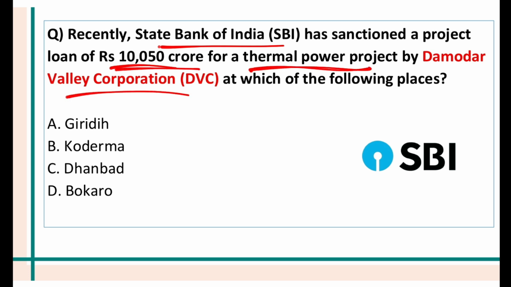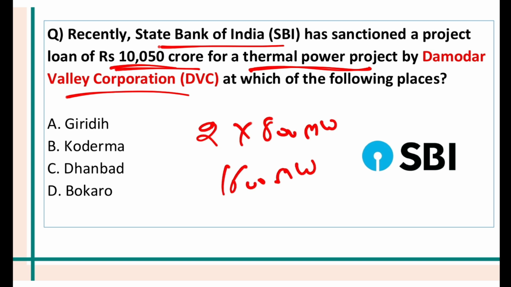State Bank of India has given a loan of 10,050 crore for thermal power project by Damodar Valley Corporation. This project will be coming up at which place? So there will be 2 units of 800 megawatt each, total 1600 megawatt capacity project coming up in Kodarma in Jharkhand. And this is a project that will be set up by Damodar Valley Corporation, which is headquartered in Kolkata.